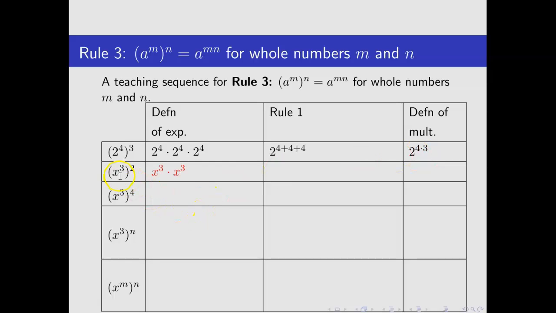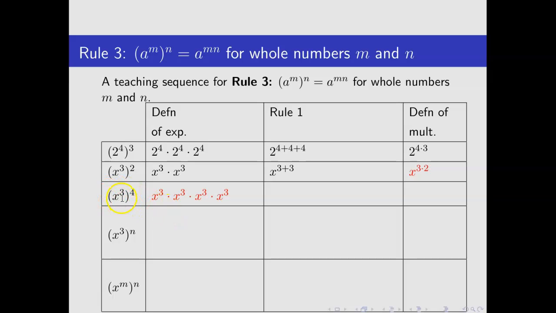All right, then x cubed squared. Again, increasing the abstraction here, I changed the base to be a variable instead of a number. X cubed squared gives us x cubed times x cubed from the definition of the exponent. Using rule 1, that's going to be x to the 3 plus 3. And then from the definition of multiplication, that will be x to the 3 times 2. Emphasizing the format for the rule again.